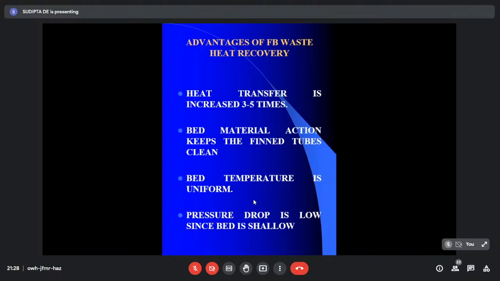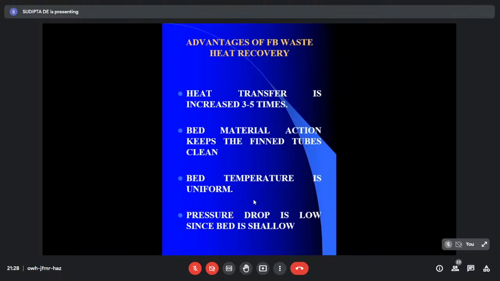Then the bed temperature is uniform. This is also another very good quality, because as there is a solid loading in the gas, the temperature becomes almost uniform through this air-solid mixture.